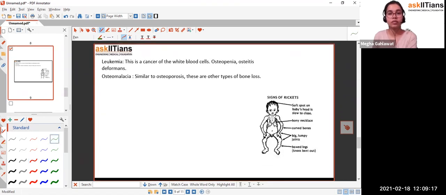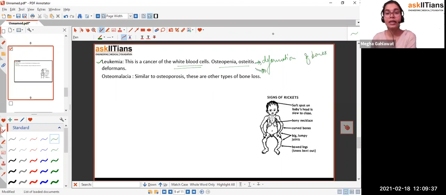See, leukemia is basically the cancer of the white blood cells, right? And this leads to the deformation of the bones. And when that happens, it's very difficult for the body to move properly.